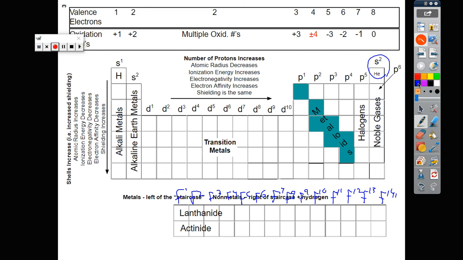Okay? How many columns do you see for the letter D? 10 total, Reuben: 1, 2, 3, 4, 5, 6, 7, 8, 9, 10. How many columns do you see for the letter P? You see 6: 1, 2, 3, 4, 5, 6. Noble gases. And how many columns do you see for the letter F? 14: 1, 2, 3, 4, 5, 6, 7, 8, 9, 10, 11, 12, 13, 14.